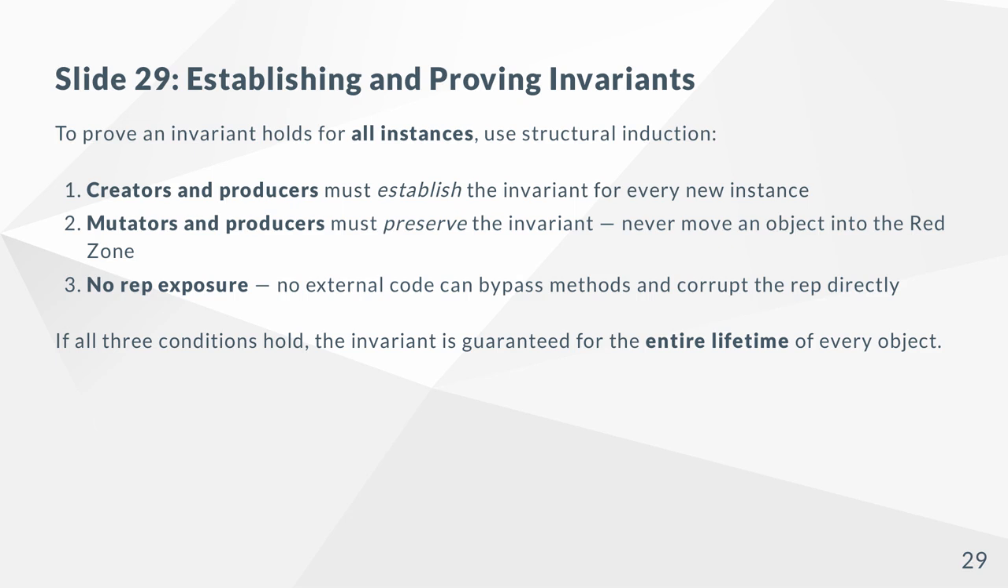To prove that an invariant holds for all instances, we use a structural induction argument. Step 1. Every creator and producer must establish the invariant when creating a new instance. Step 2. Every mutator and producer must preserve the invariant, never moving an object into the red zone. Step 3. There must be no rep exposure. No external code can bypass the methods and corrupt the rep directly. If all three conditions hold, the invariant is guaranteed for the entire lifetime of every object.